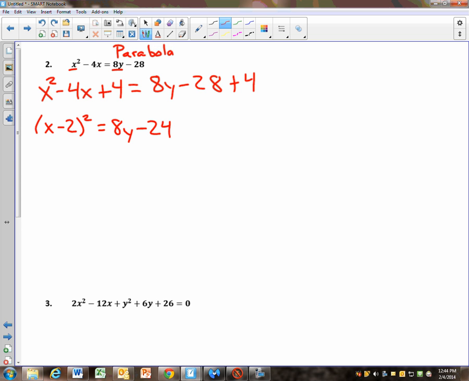So we have our completed square. Now we just need to solve for y. So we're going to add our 24: 8y equals x minus 2 quantity squared plus 24. Divide everything by 8. So if I divide by 8, what number is going to go in front of my x minus 2 quantity squared? 1/8.